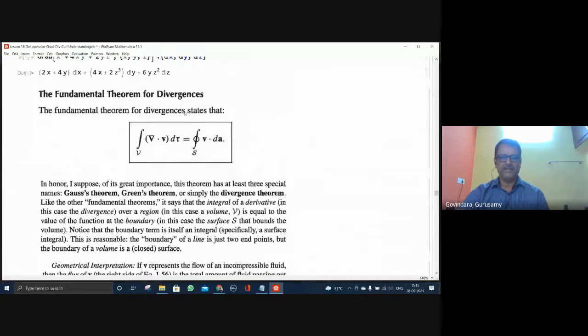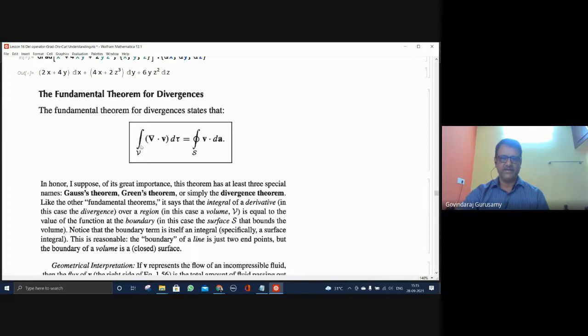You can see the fundamental theorem of divergence states that, in honor, I suppose, of its great importance, this theorem has at least 3 special names: Gauss theorem, Green's theorem, or simply the divergence theorem. Like the other fundamental theorems, it says the integral of a derivative, in this case divergence. It's a derivative only, but it happens to be divergence. That doesn't matter. The integral of a derivative, in this case divergence, over a region.